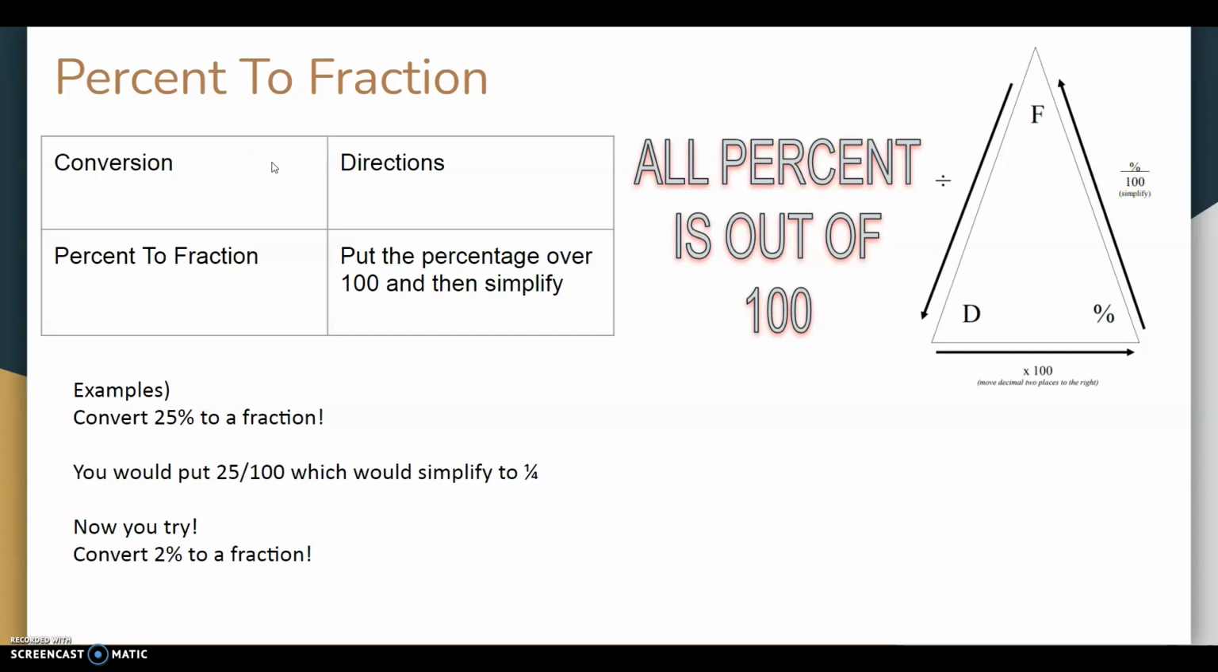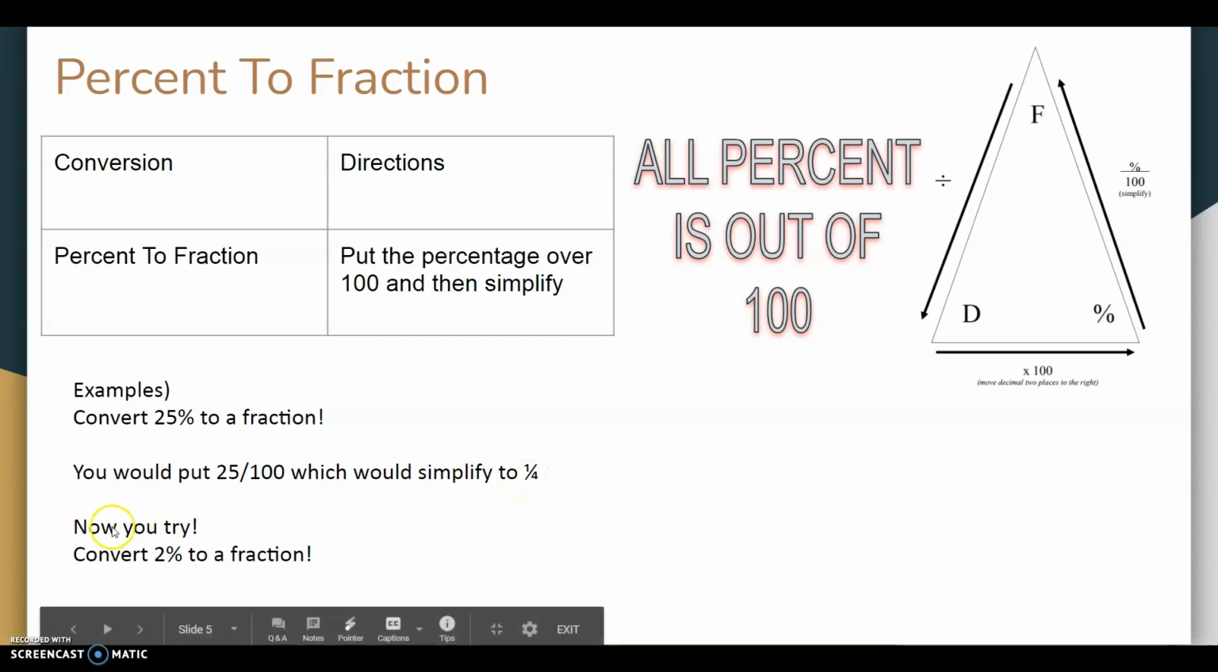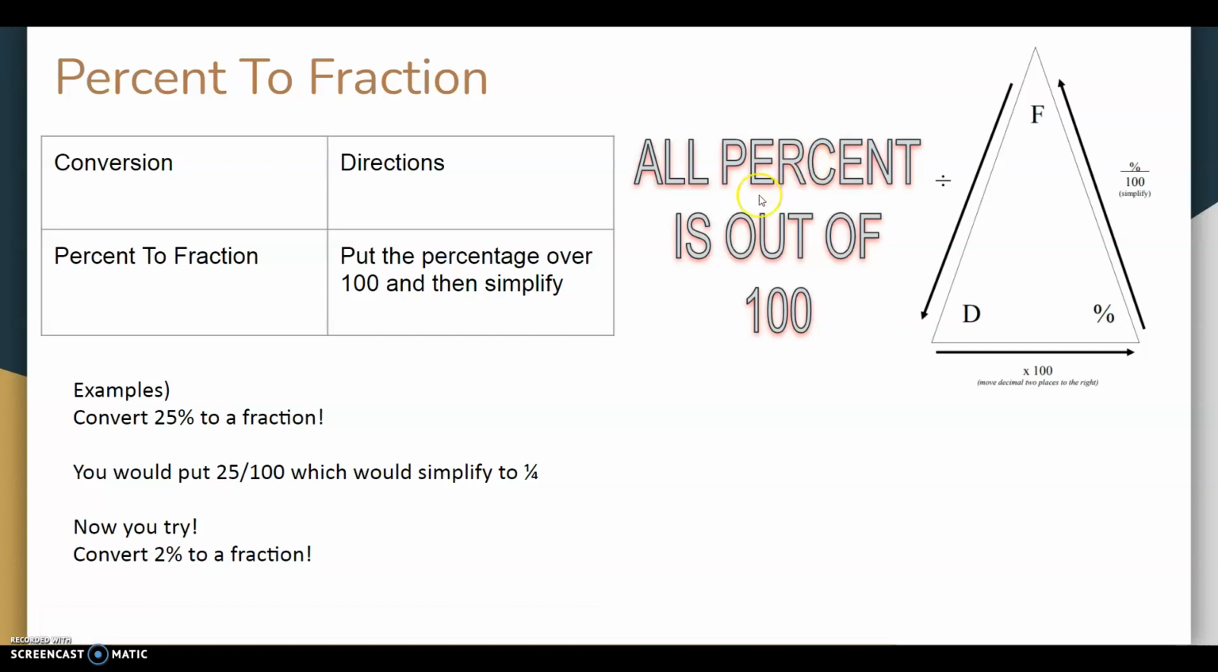So example 1, convert 25% to a fraction. So first we would put 25 over 100, which is 25 divided by 100, which would simplify to 1/4. Now you try. Convert 2% to a fraction. You would just put 2 over 100, which would then simplify to 1 over 50.